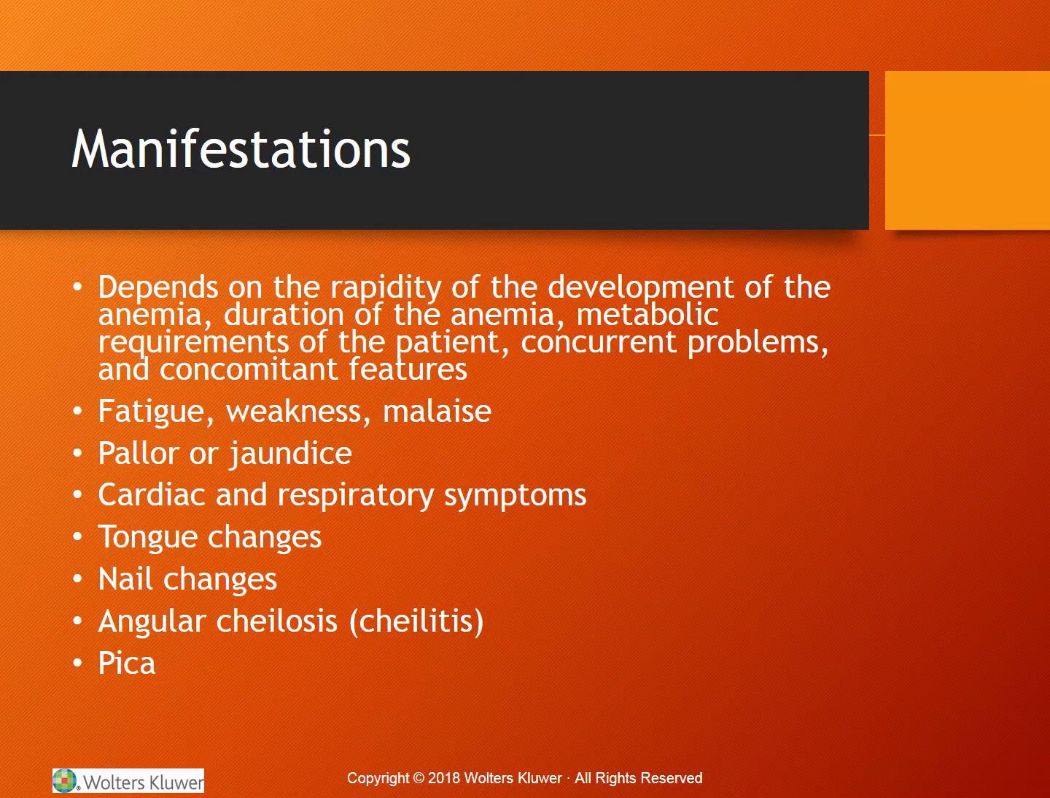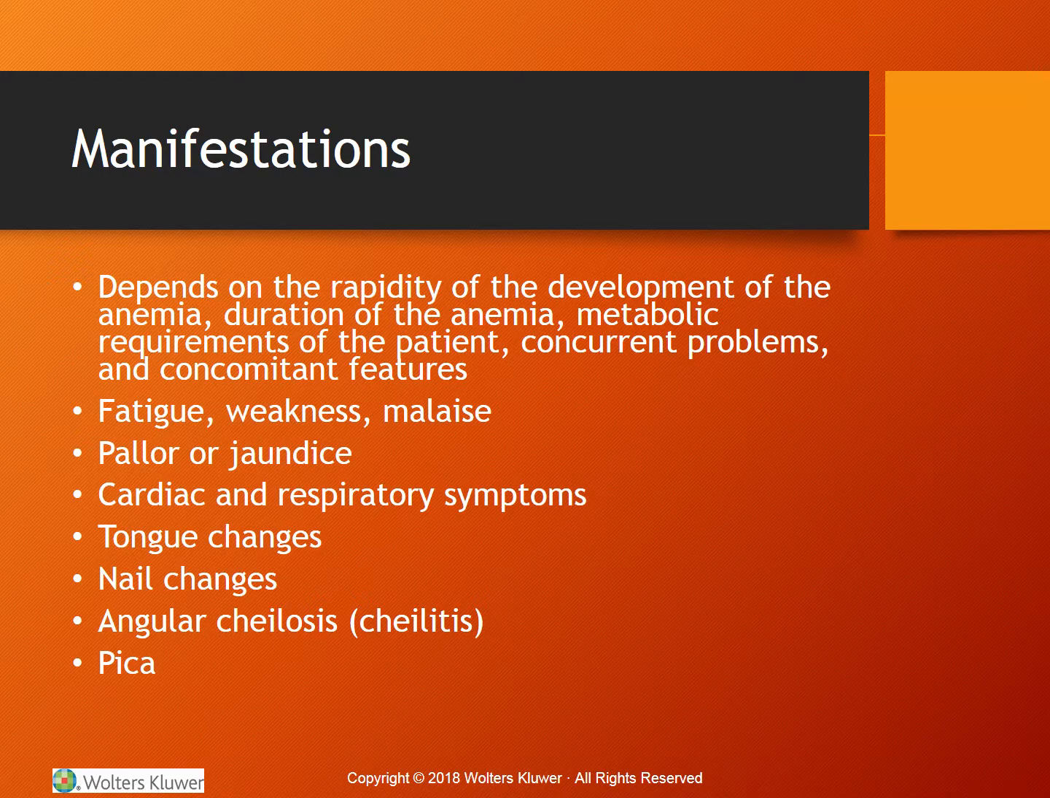Cardiac and respiratory symptoms, because of course if you're not getting the oxygen you need, and that's what the little red blood cells are circulating around, your heart and your lungs are going to pay the price. The tongue actually has some changes, and usually this is seen more often in folate or B12 deficiencies. Nail changes, angular cheilosis. You'll also see this called angular cheilitis, and it's when you get the little cracks on the side of your mouth, where the top and the bottom lip come together at the corner of your mouth.